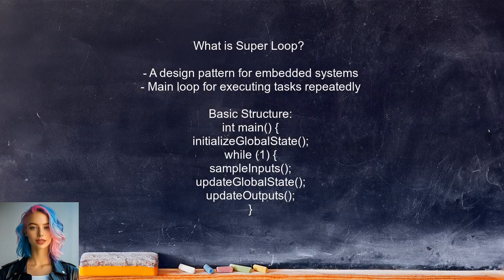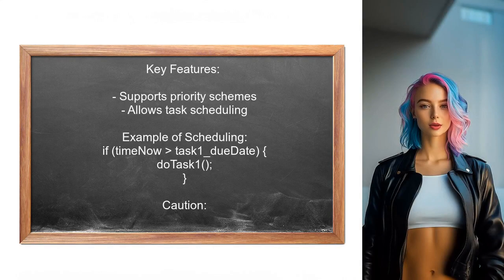This user describes the super loop as a design pattern favored by embedded firmware developers, particularly for simple bare metal systems. The super loop serves as the program's main loop, where tasks are executed repeatedly. A basic implementation initializes the global state and continuously samples inputs, updates the state, and manages outputs. While simplicity is key, the super loop can accommodate some complexity.